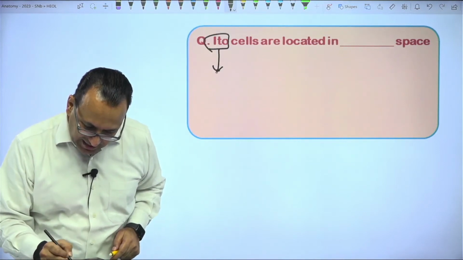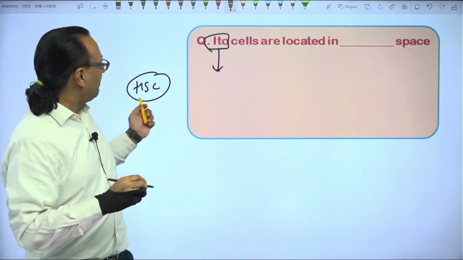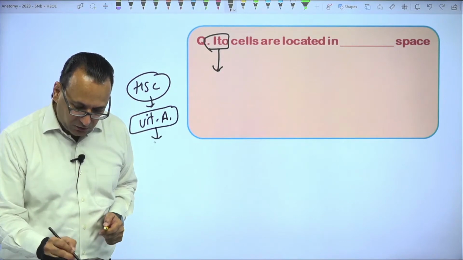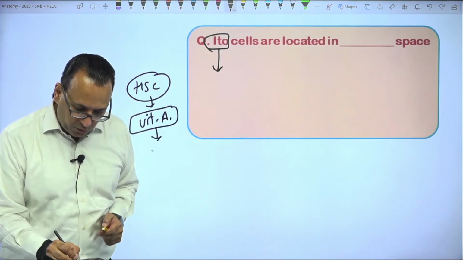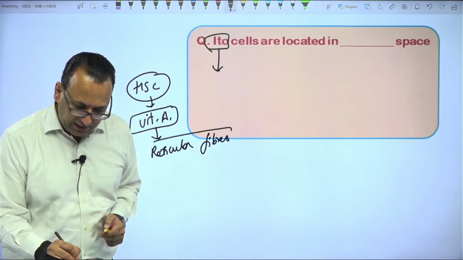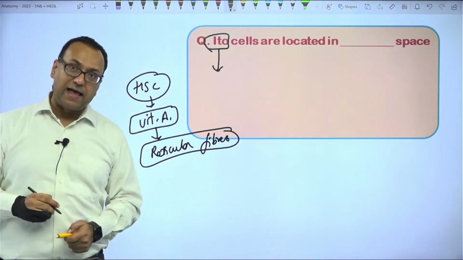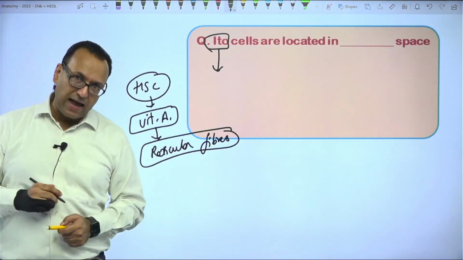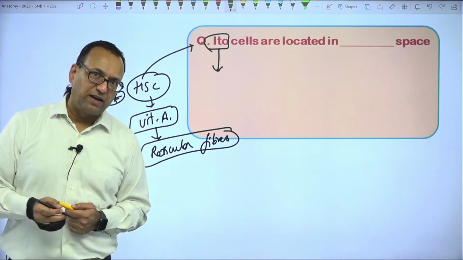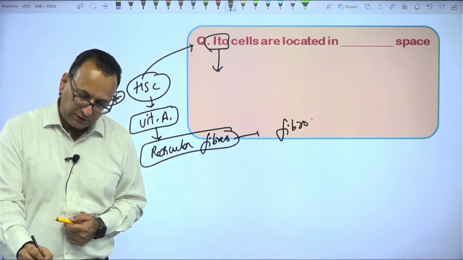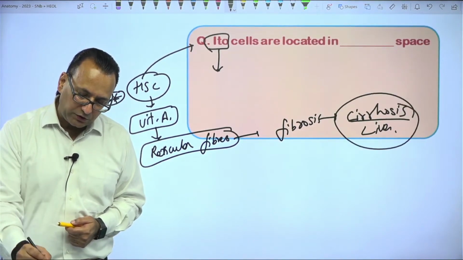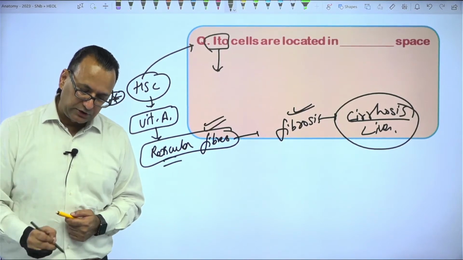Ito cells, stellate, hepatic stellate cell of Ito, which can help you in storage of vitamin A, and which can also help in giving you reticular fibers. Liver is again a lymphoid organ, it will have reticular fibers. Sometimes it may happen that hepatic stellate cells of Ito are forming more fibers, that is fibrosis, that is cirrhosis. So when you talk about cirrhosis of liver, there is a lot of fibrosis, and that is a lot of reticular fibers.